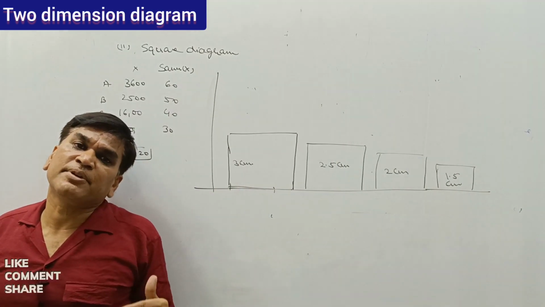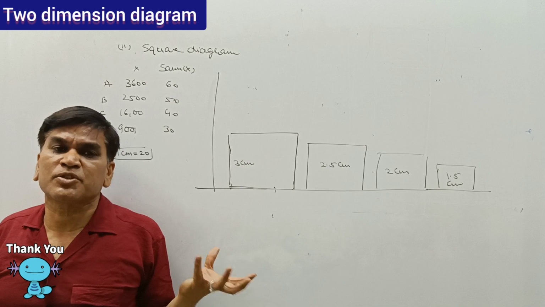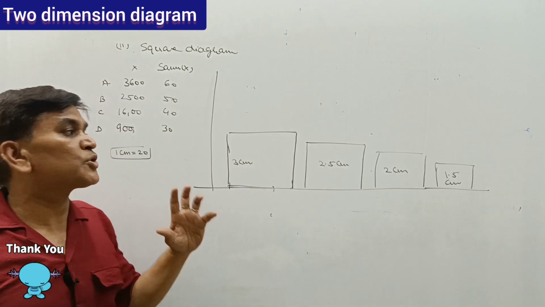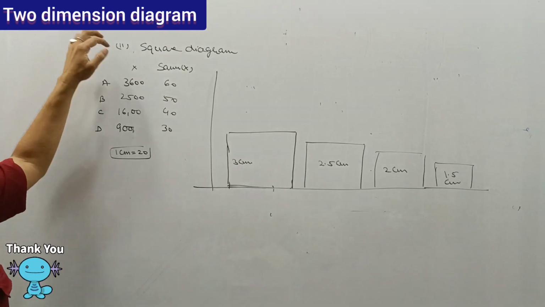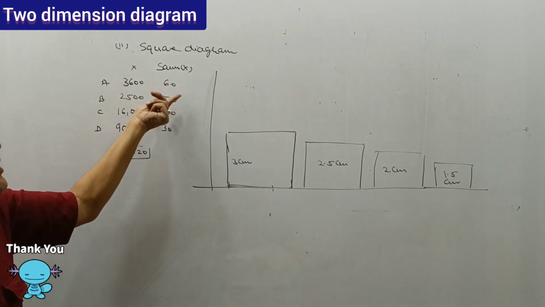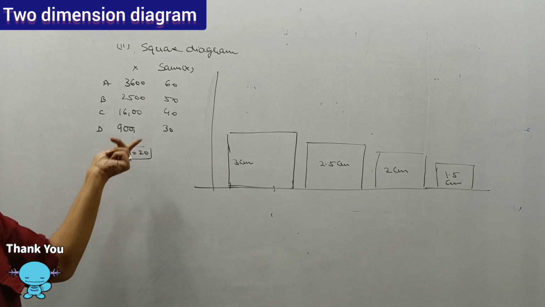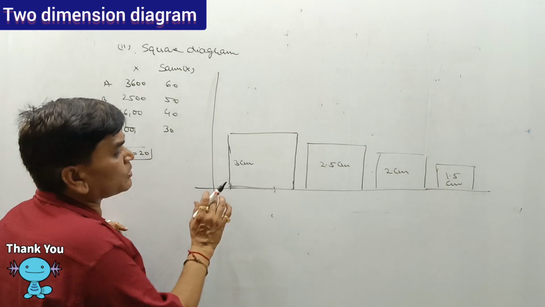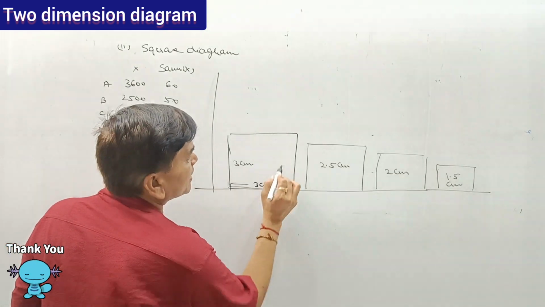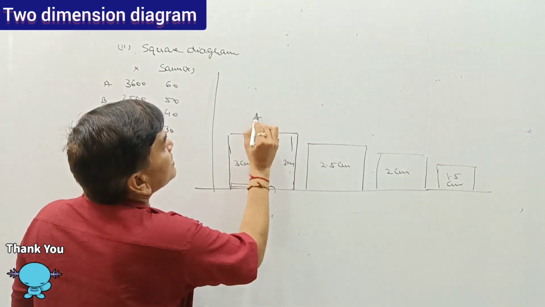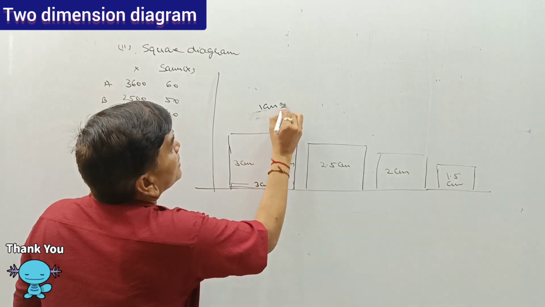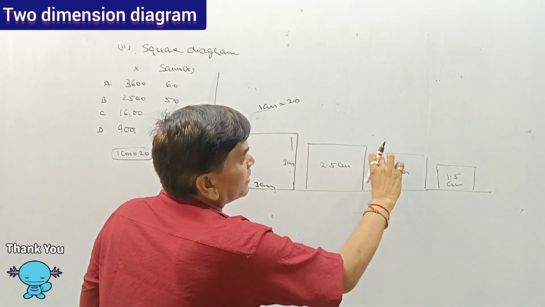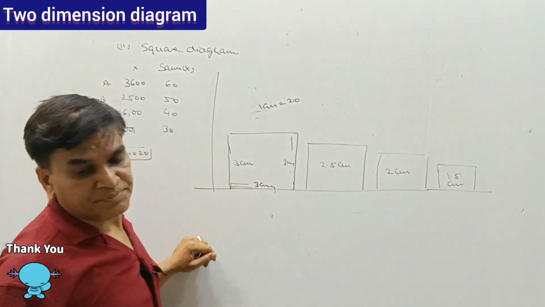If such kind of data is given where the square value is given, we can easily calculate the square root, then we will have such a diagram. Firstly we will have the square and one scale. Suppose 1 centimeter is equal to 20. So we are having 3 centimeter here, 3 centimeter here. So 60 and 60. Here 50 and 50. 40 and 40 and 30 and 30.